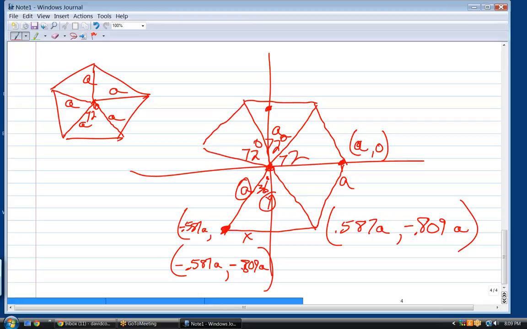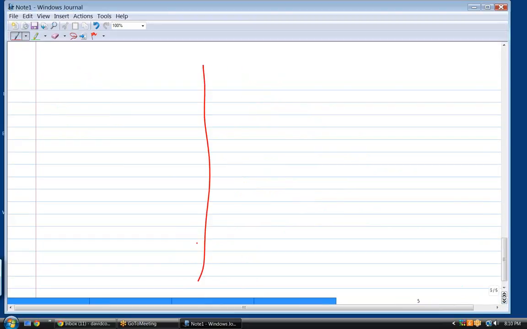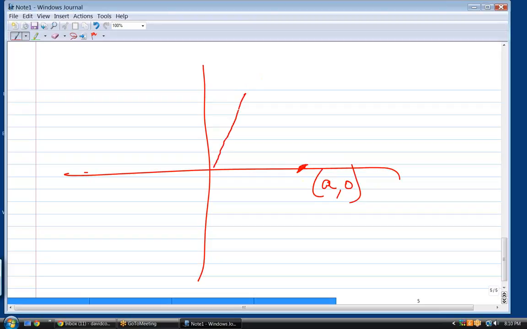And that picture doesn't make sense because all three of these would have to total 180. Okay, let's start this picture again here. We've got one vertex at a comma 0 and a 72-degree angle where this side is also a. So there's one triangle.